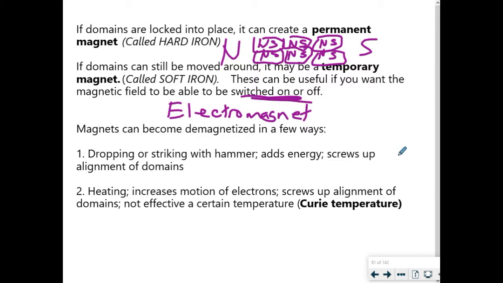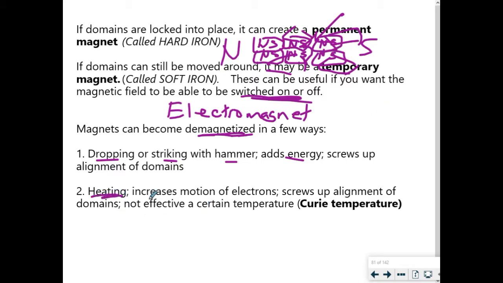So, okay, other little notes about magnets. You can actually demagnetize them, because again, the whole point of a magnet is causing all of these little bitty pieces to align up properly. We discovered that if you drop or strike them with a hammer and add some energy, it screws up the alignment of domains. I mean, that makes sense. If I all of a sudden smash this thing right here, maybe that one will point that way, this one will point that way, this one will point this way, and all of a sudden, yeah, it's kind of been messed up a little bit, right? So that's one thing you can do.